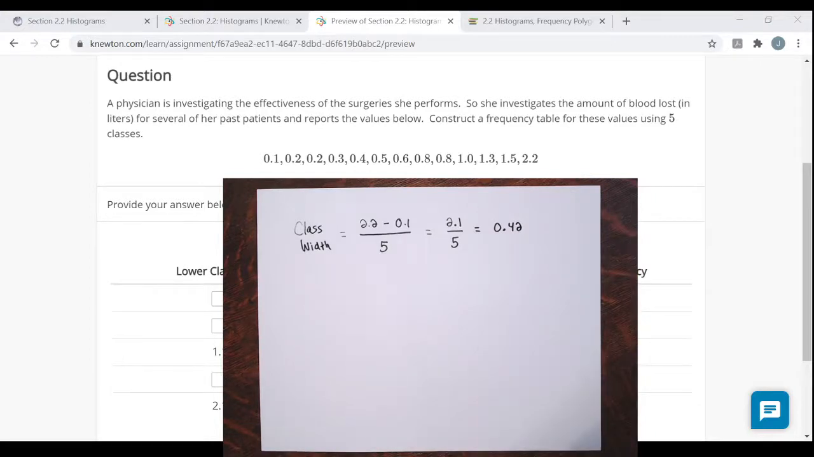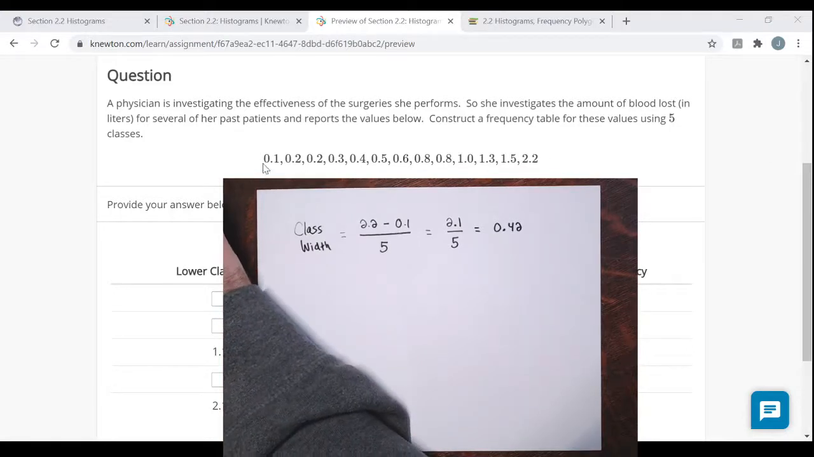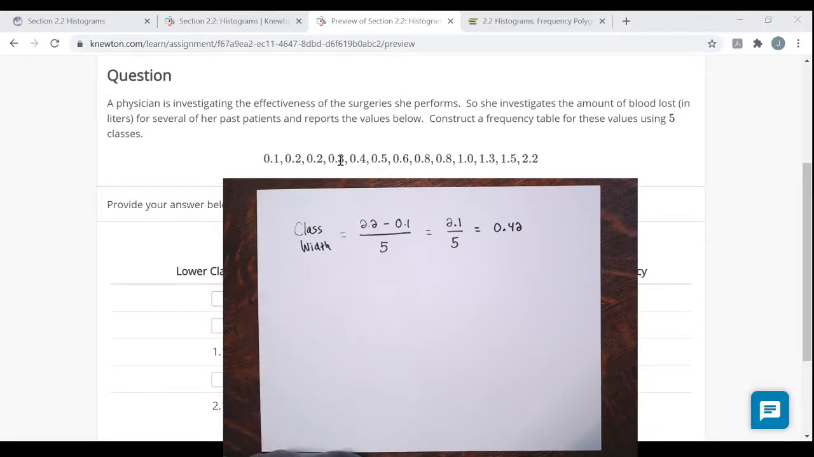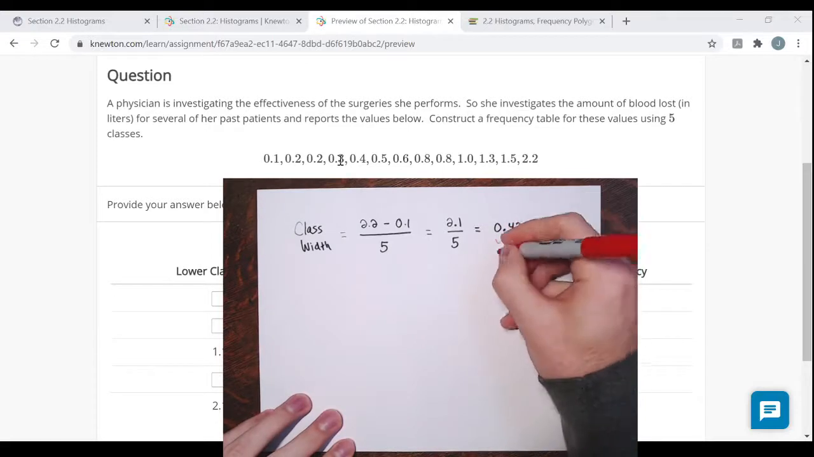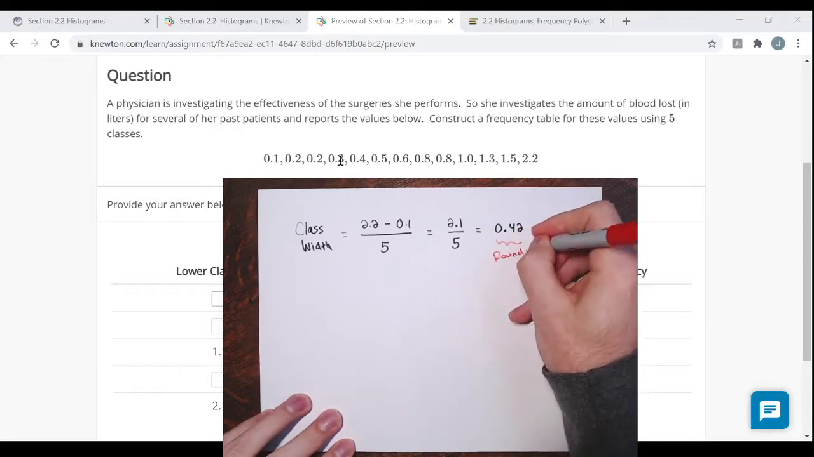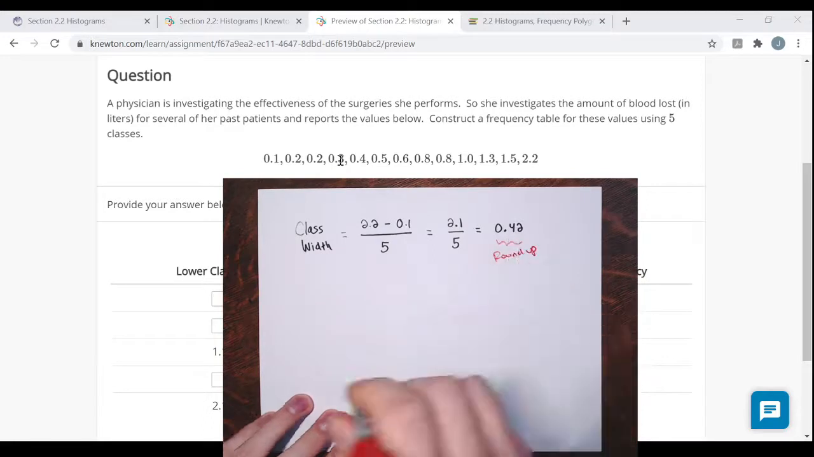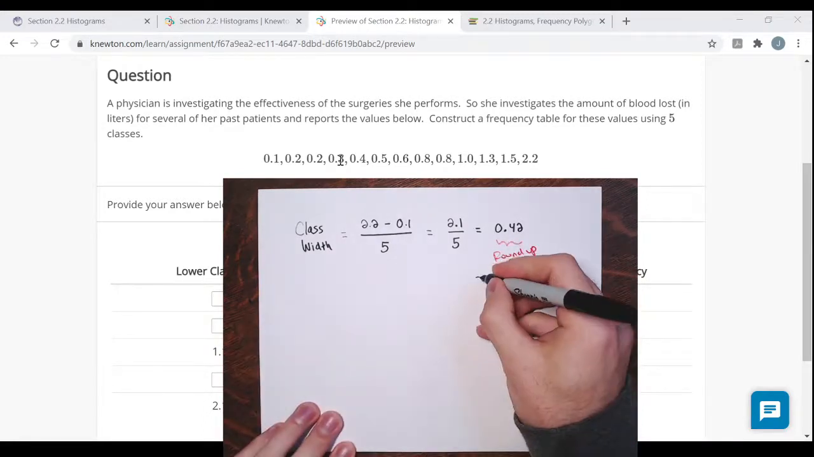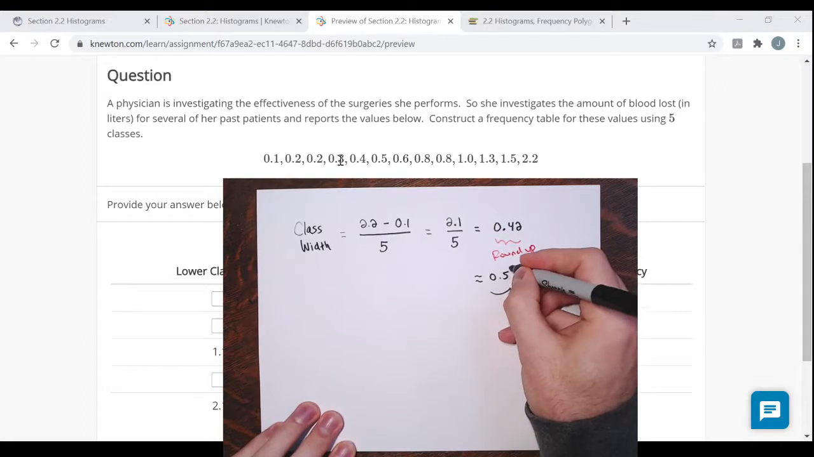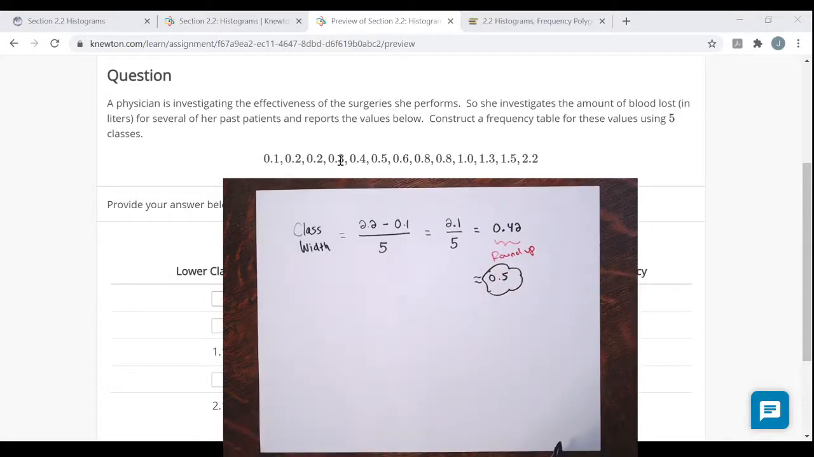Now, I'm going to bump this up, remember. Again, in this example, all the data are to the 10ths place. So I'm going to round this up to the next highest 10th, which would be 0.5. So I'm going to use 0.5 as the class width, half a liter of blood.